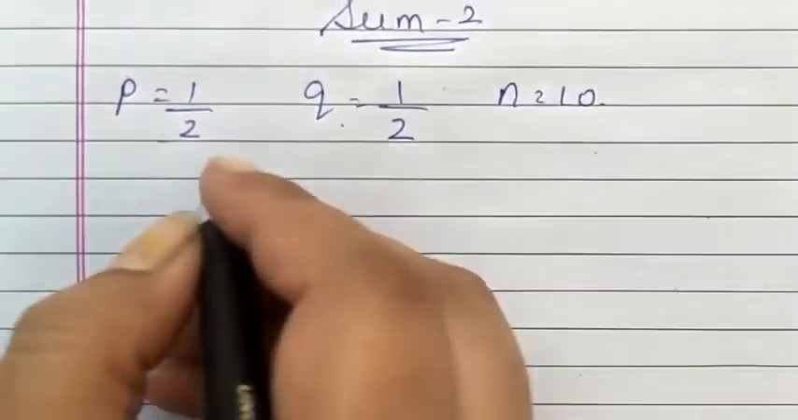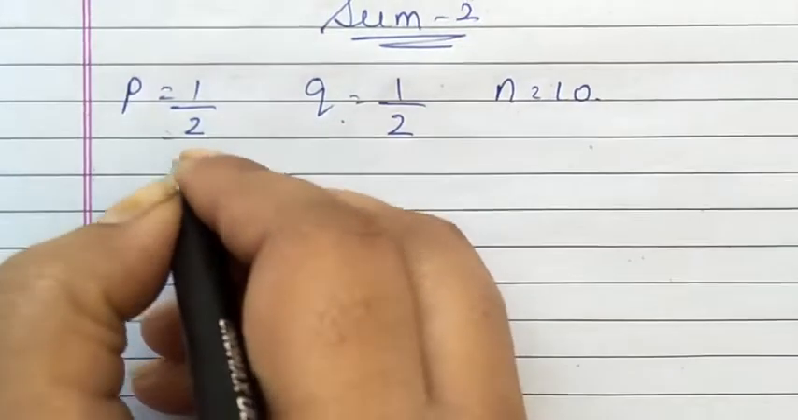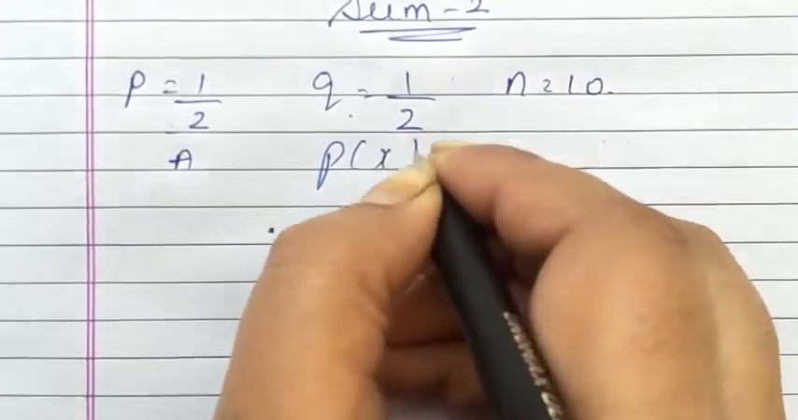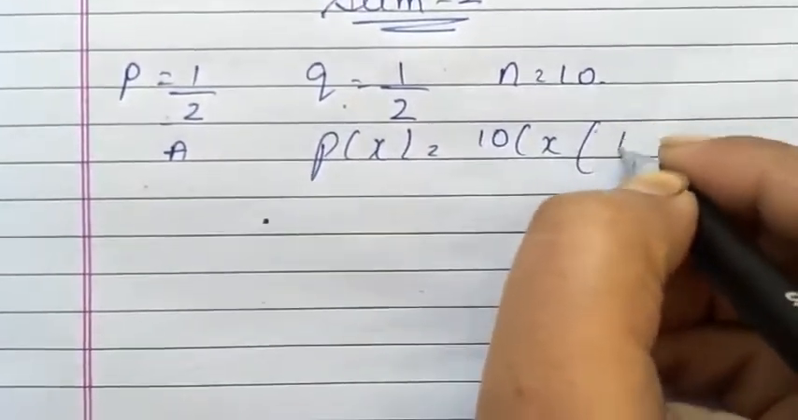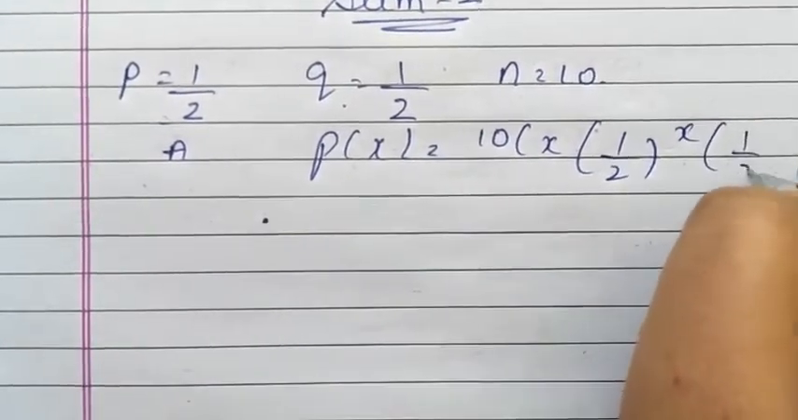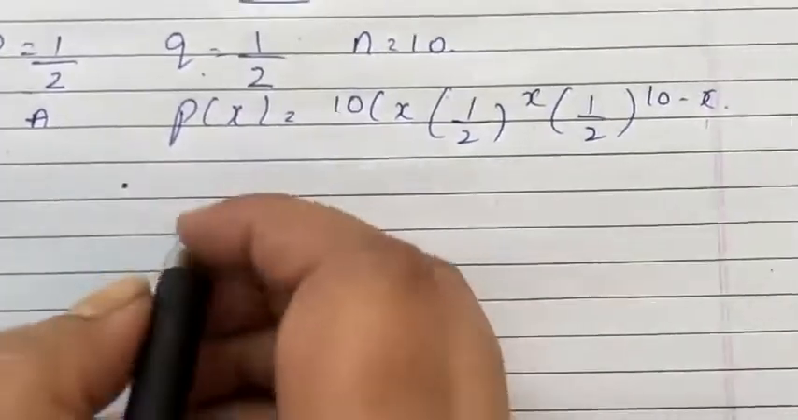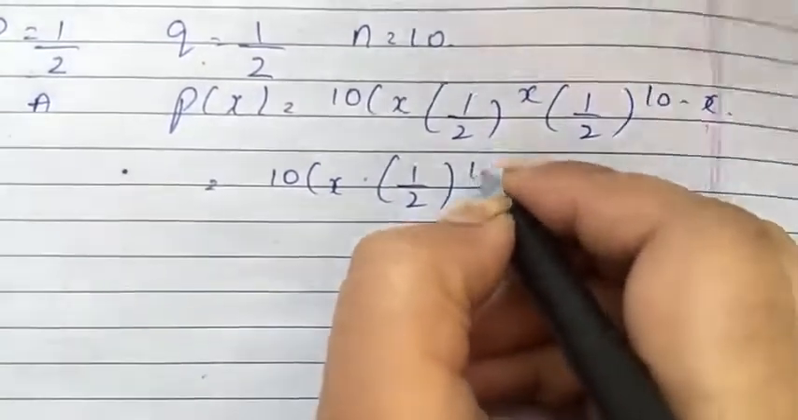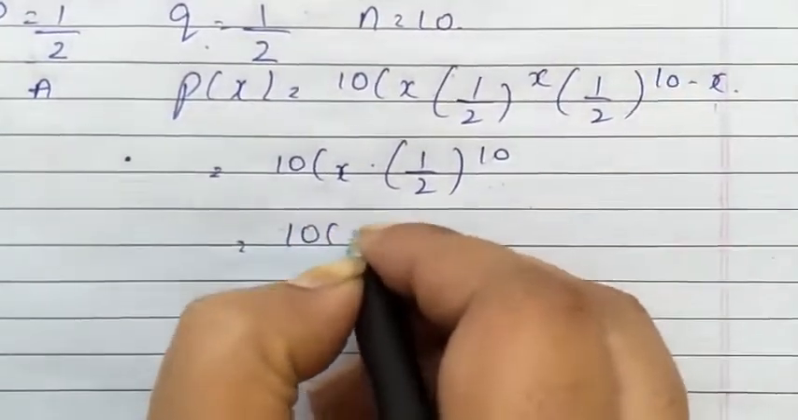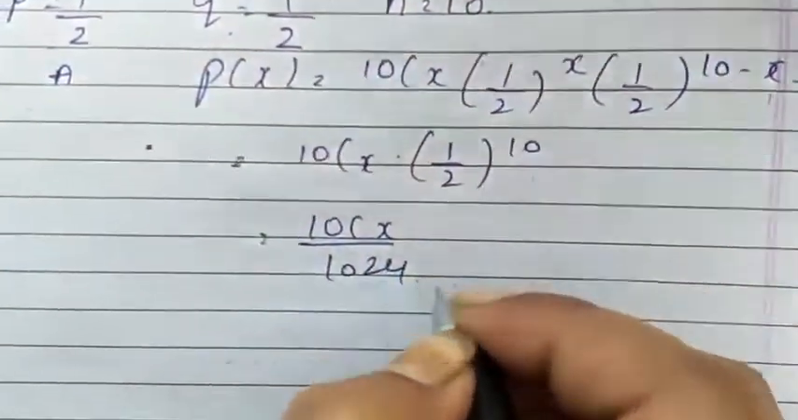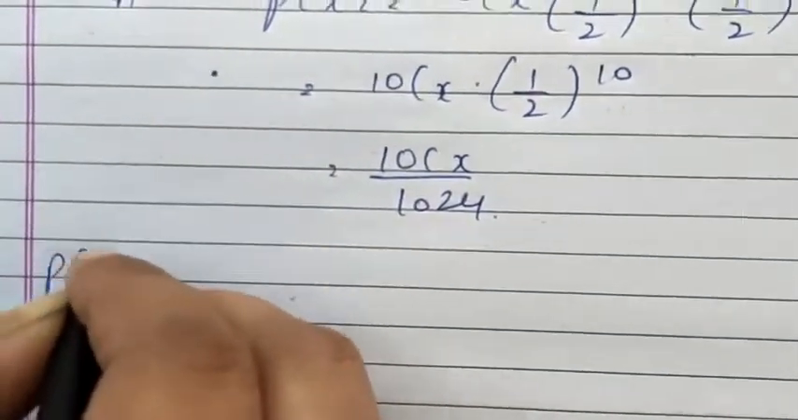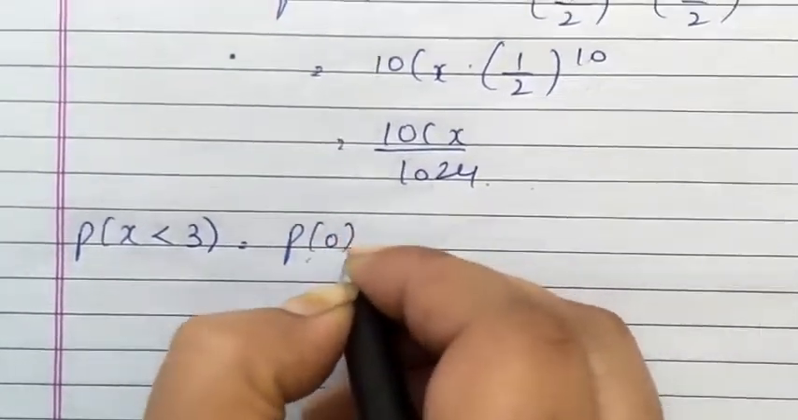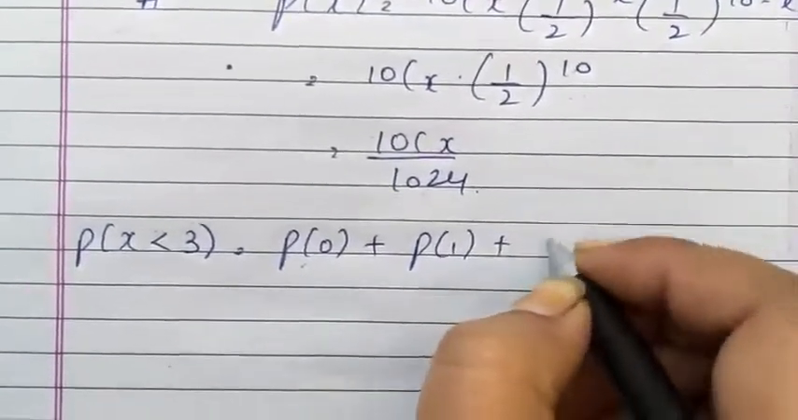So now here n is equals to 10, p is equals to half and q is equals to 1 by 2. So px is equals to 10Cx into 1 upon 2 raised to x into 1 upon 2 raised to 10 minus x. So that is 10Cx into 1 upon 2 raised to 10. That is 10Cx upon 1024. Now we have to find px less than 3. So for that we need to find P0 plus P1 plus P2.